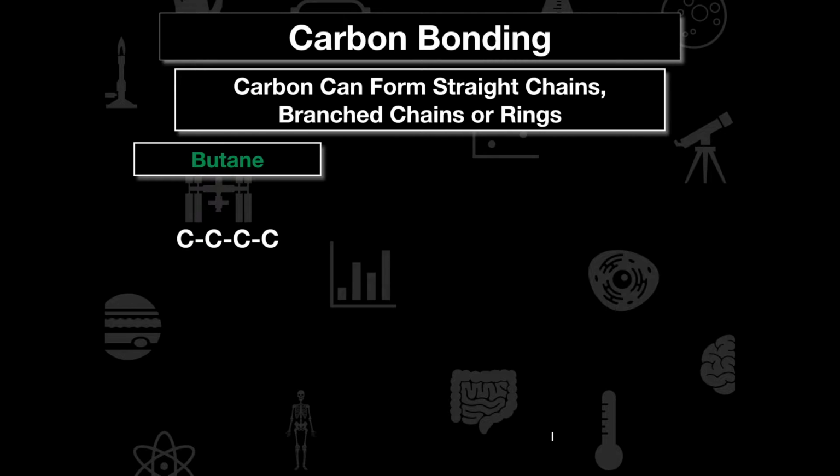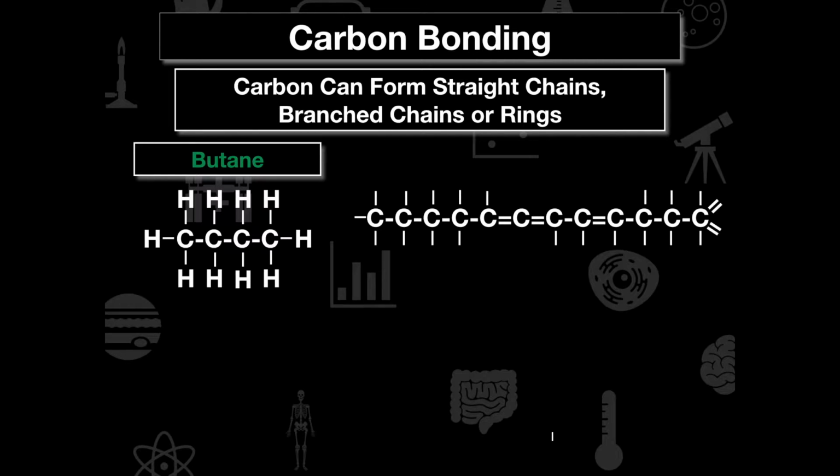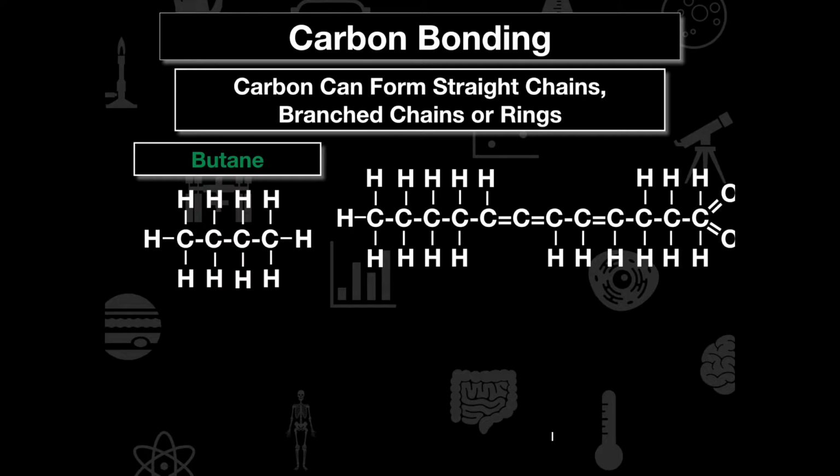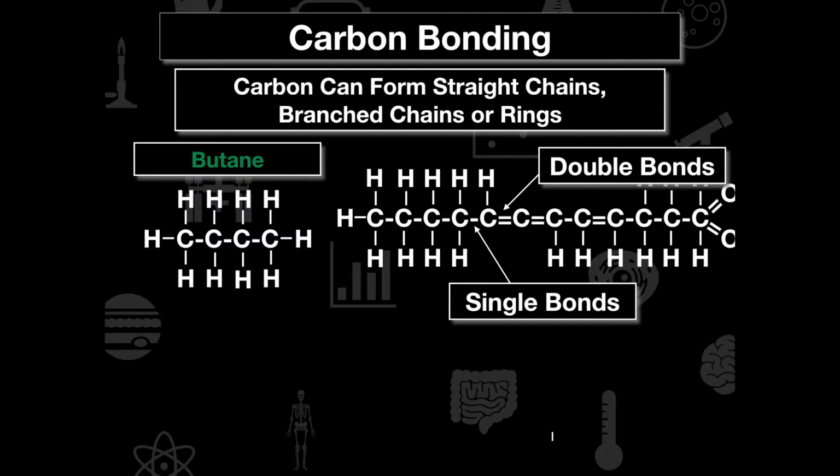Butane is going to have a 4 carbon backbone, and it's going to have the hydrogens associated with that. We can also look at this molecule here. We can have a much larger chain, and we can see that there's single and double bonds, and the hydrogens and the hydroxyls associated with this. We can see the single bonds represented here and the double bonds represented here. Again, this is another example of a chain.